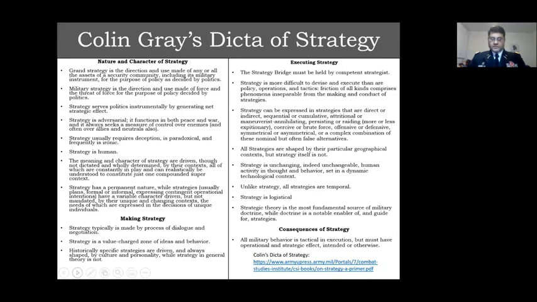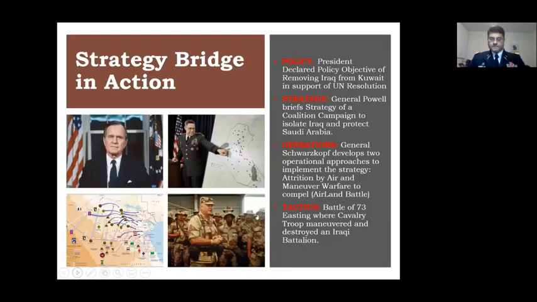To fully appreciate the complexity of the Strategy Bridge, Colin Gray develops his famous dicta of strategy, seen here, where he breaks it down into four fundamental parts. First, the nature and character of strategy. Second, making strategy. Third, executing strategy. And fourth and finally, the consequences of strategy. Making and executing strategy to achieve policy is hard. However, there are examples when it was done correctly.